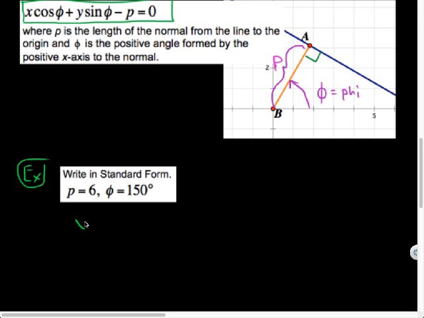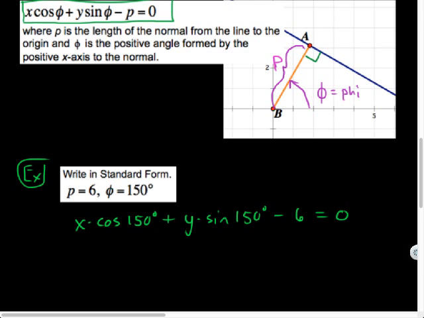First of all, let's plug this into normal form just to see what this looks like. So this would be x times the cosine of 150 degrees plus y times the sine of 150 degrees. And if p is 6, then I'm going to have minus 6 equals 0. It's always minus the p.